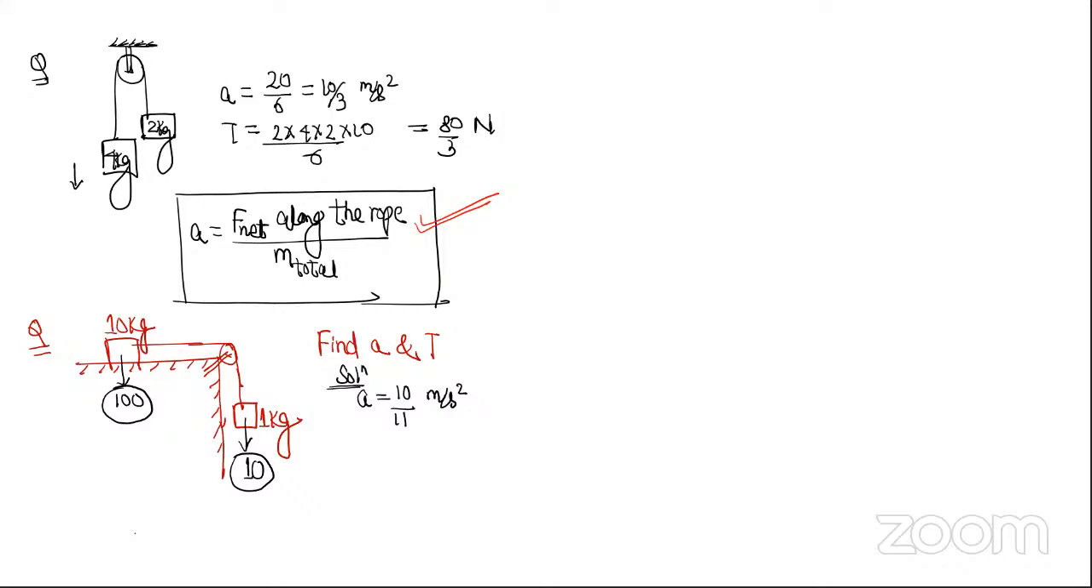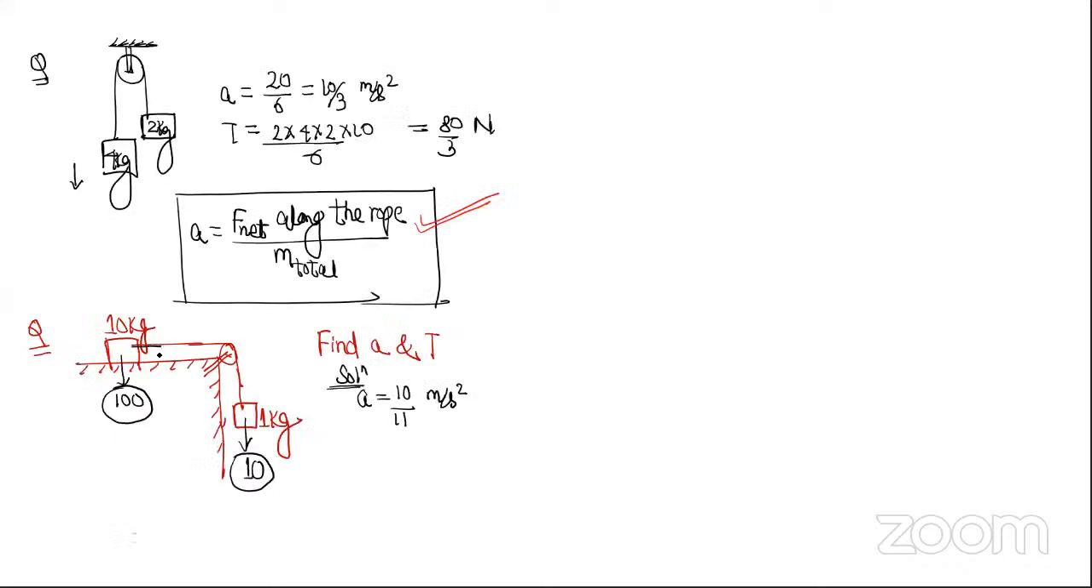Look at the 10 kg block. Here tension is acting. So for the 10 kg block, what will be the equation in the horizontal direction? In the horizontal direction, the only force acting is tension, and that should be equal to m into a. So tension comes out to be 100 by 11.